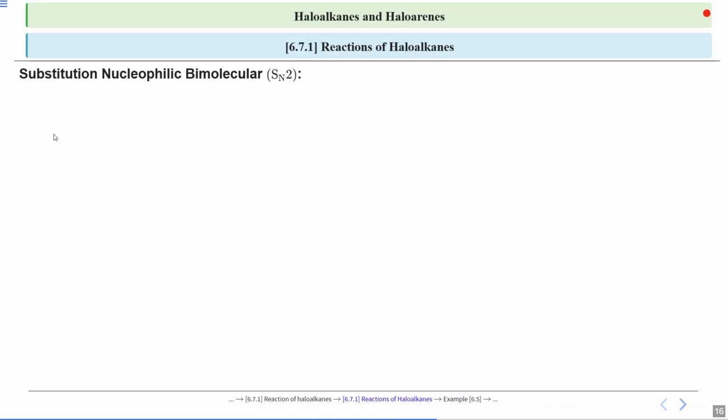Now, let's see the next type of substitution reaction, that is substitution nucleophilic bimolecular, that is SN2. Now, this SN2 reaction is a single step reaction. It doesn't involve two steps. It is only a single step reaction. No intermediate is formed, because it is a single step reaction. So in this reaction, there is no intermediate formation involved.